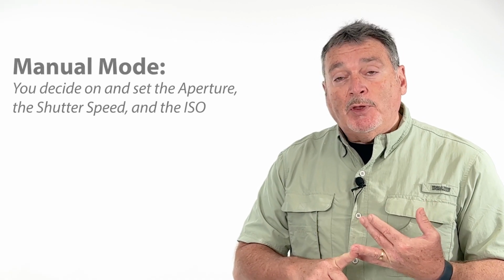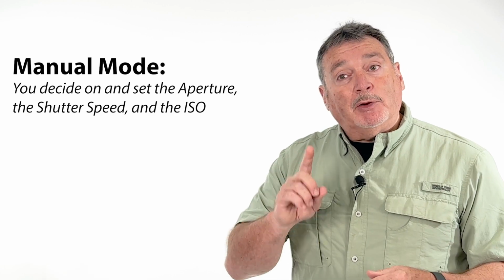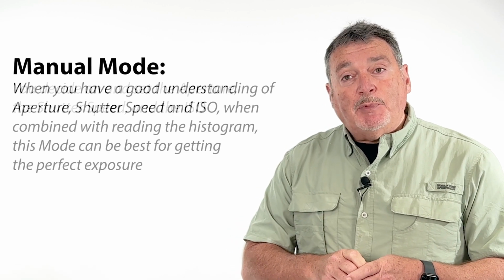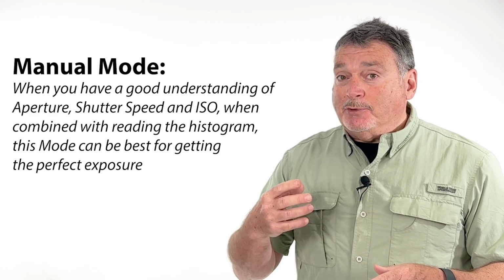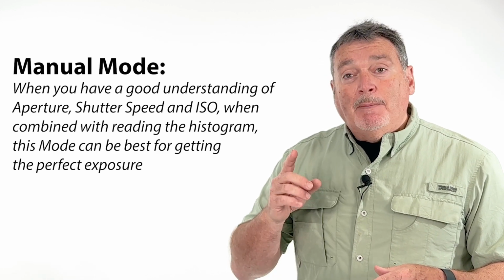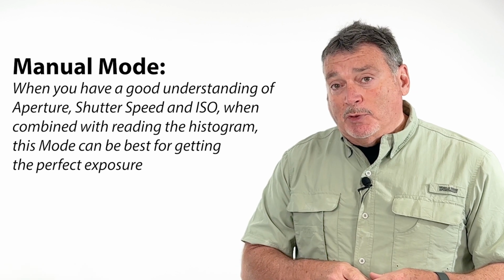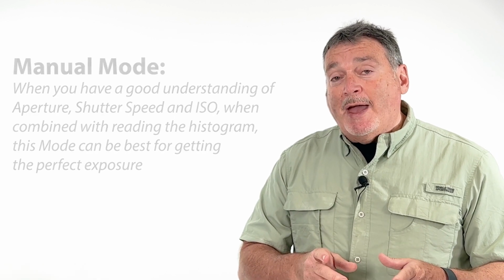Now, the last of the four primaries is manual mode. With manual mode selected, you decide all of the camera settings. This includes aperture, shutter speed, ISO, and more. You have complete control, but it requires a good understanding of exposure and camera settings. When you fully understand the effects of aperture, shutter speed, and ISO, manual may be the best way to get the most perfect exposure. With manual mode, you are leaving nothing to chance and you take full control.